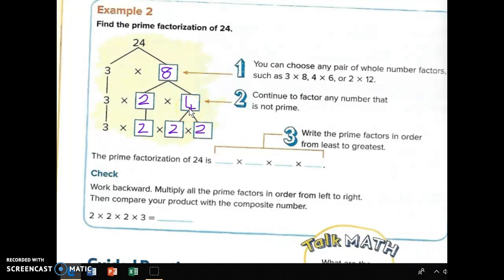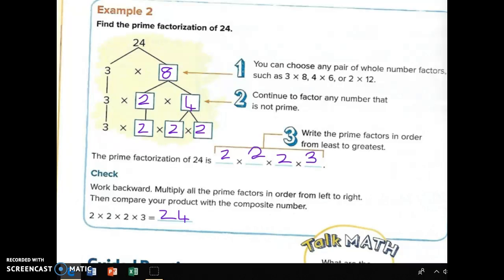Can you remember again how we are supposed to write down all the prime factors? Write the prime factors in order from least to greatest. The prime factors of 24 is 2 times 2 times 2 times 3. Check. Remember how to check it? We work backwards. We say 2 times 2 is 4, 4 times 2 is 8, 8 times 3 is 24. Correct.